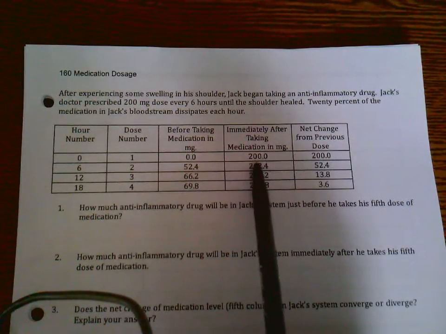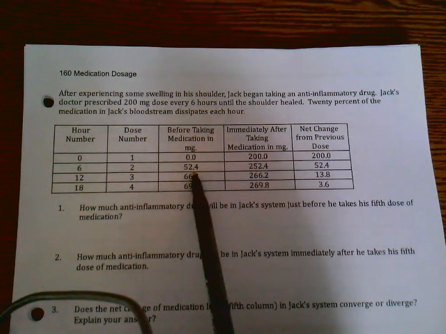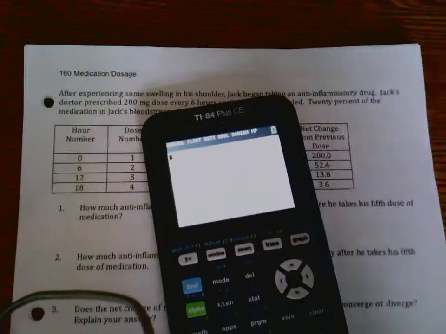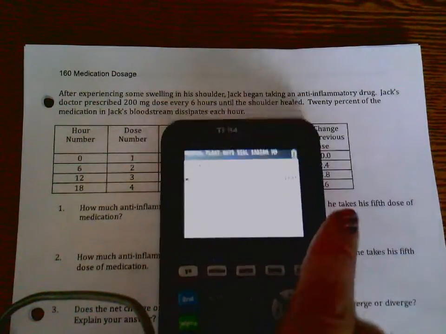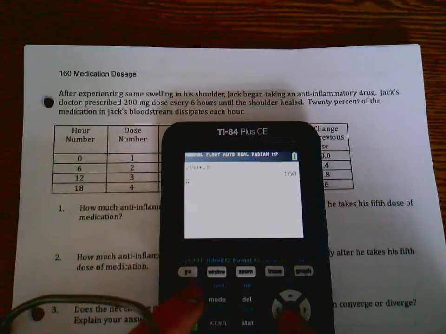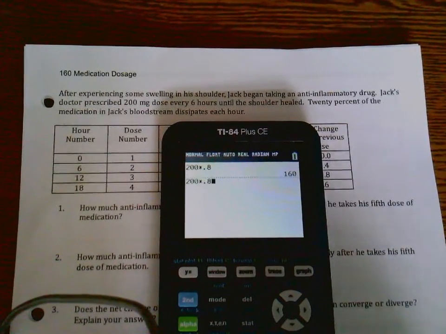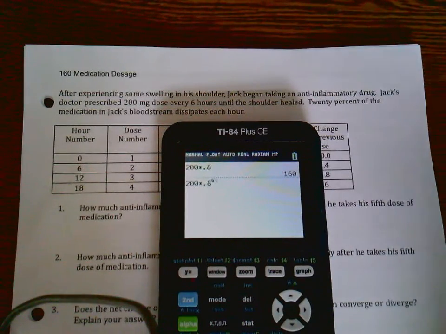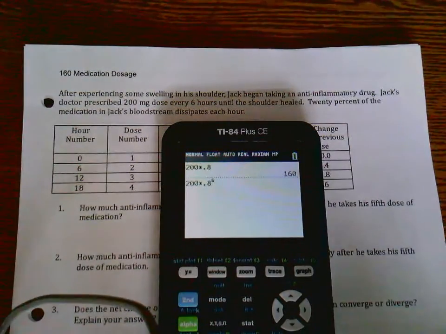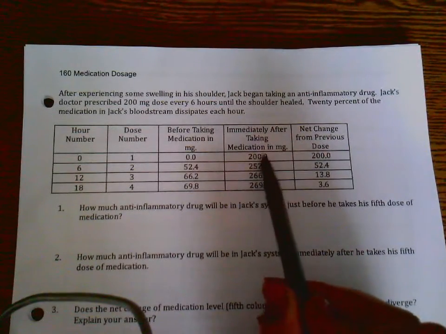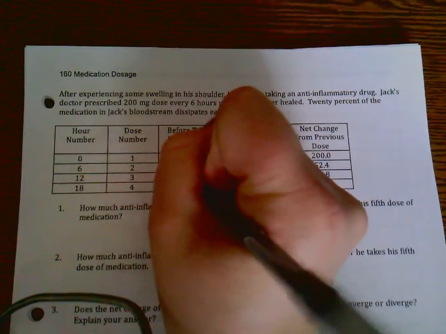So then what happens? How do we go from 200 to 52.4 right before taking the medication? Well, if you just did 200 times 80%, because 20% dissipates each hour, there still should have been 160 left, but that was only for 1 hour. So you need to take 200 and multiply by 0.8 raised to the 6th power, because it's 80% of 80% of 80% of 80% for 6 hours, right? We're losing 20, so we're retaining 80. So that's where the 52.4 is coming from. It is this last number times 0.8 to the 6th gives you the 52.4.